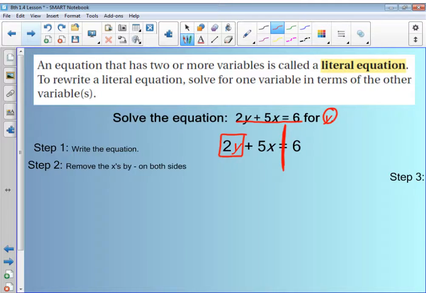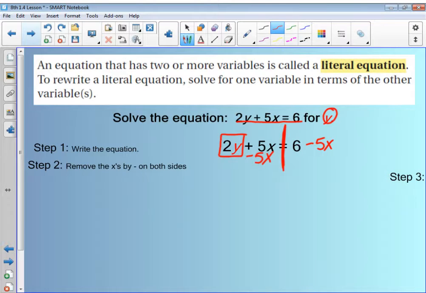So we're going to do the opposite. Right now, it's plus 5, so we're going to go ahead and go minus 5. Okay, whatever we do to one side, we do to the other. And we're taking that x with it. That's why we're doing the opposite of the plus, minus.